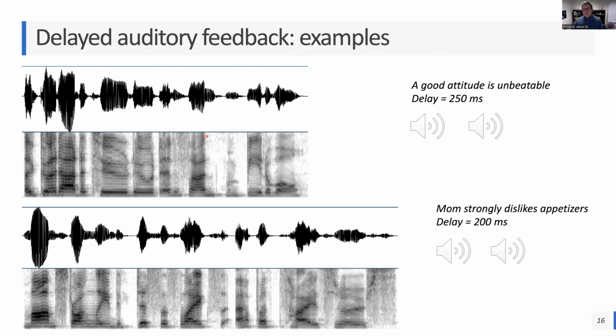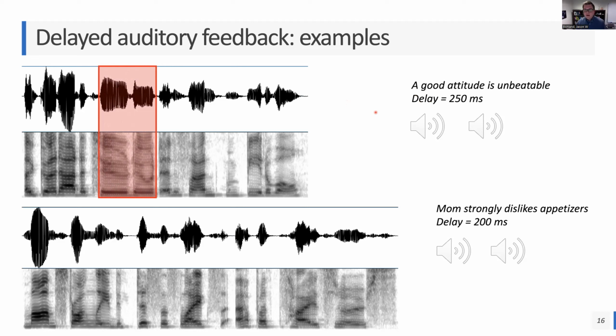So just to give you a sense of some of those errors, here are a couple of real examples from data we've collected in the lab. These are subjects who are producing sentences. These are TIMIT database sentences that they hear an exemplar and then they are to mimic that exemplar, try to follow the rate and timing of that. And this was a subject saying, a good attitude is unbeatable, with a delay of 250 milliseconds.